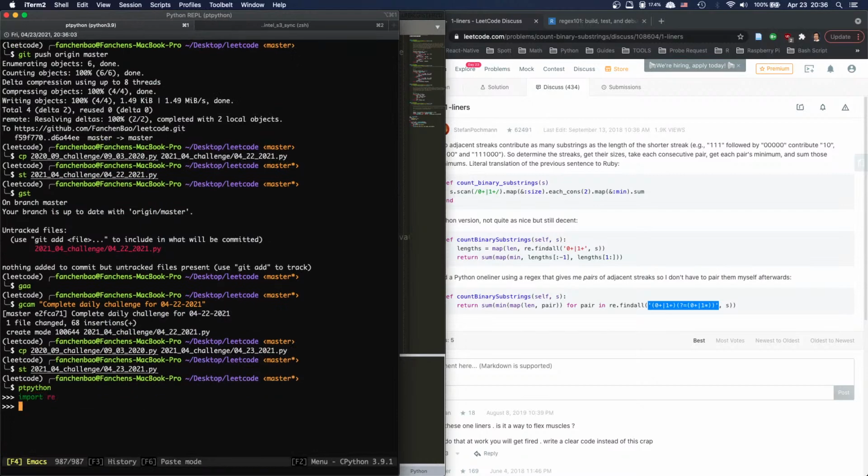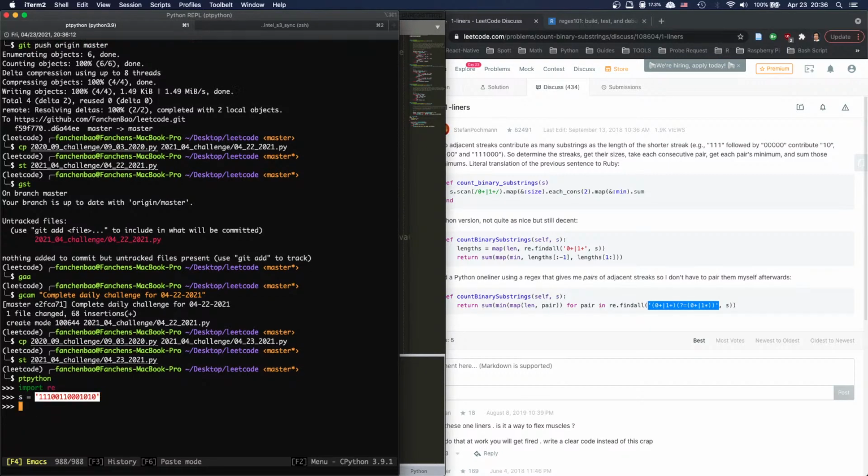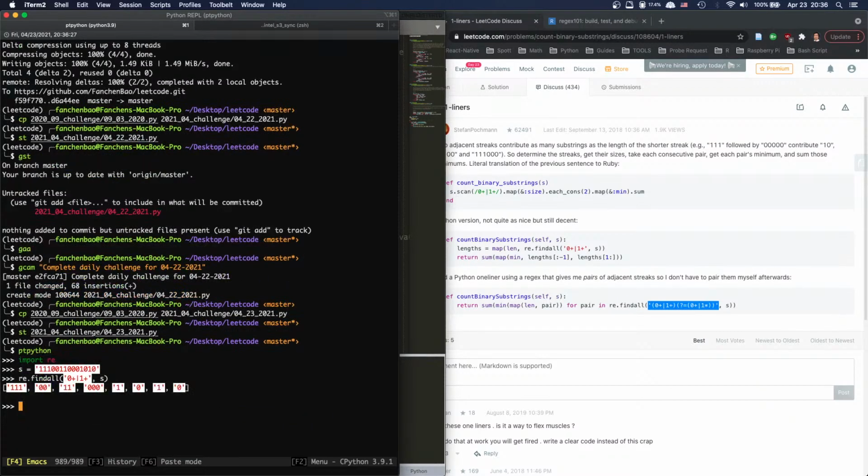Just try it. S equals, let's just do 1 1 0 0 0 0 0 1 0 1 0, something like that, okay? And then we say re.findall, 0 plus and 1 plus, right? And S. Yeah, that's what I expect.